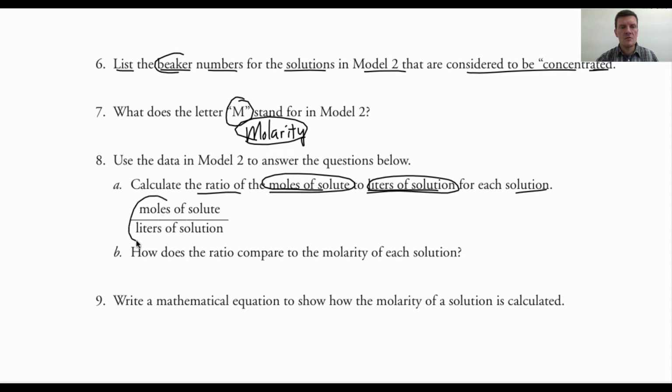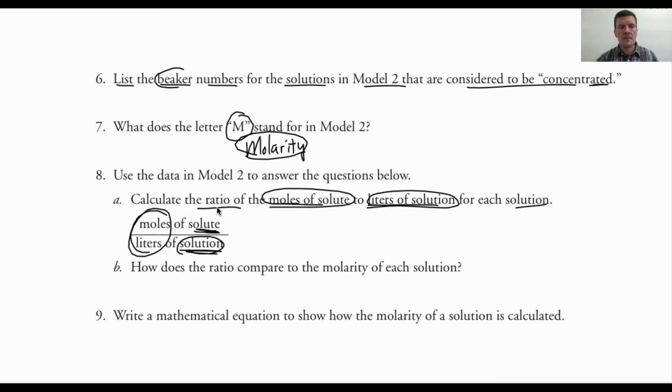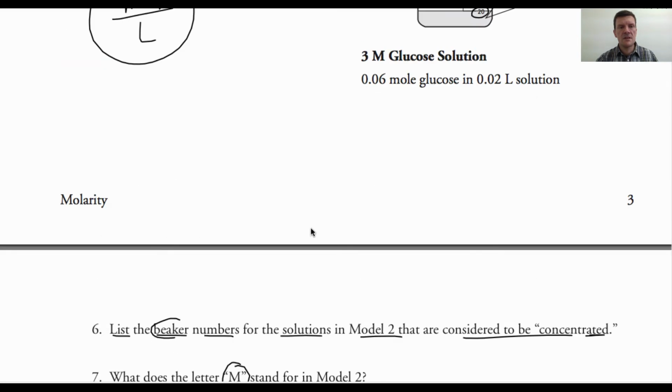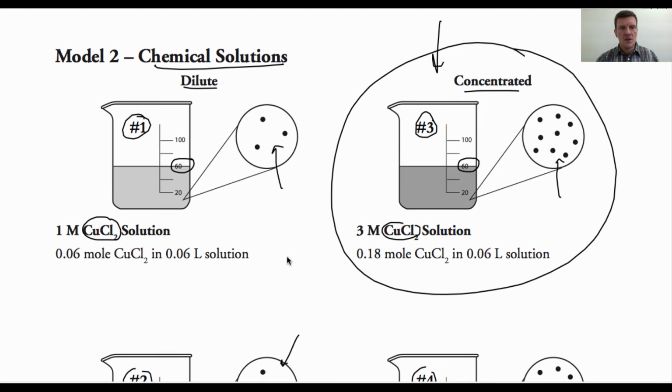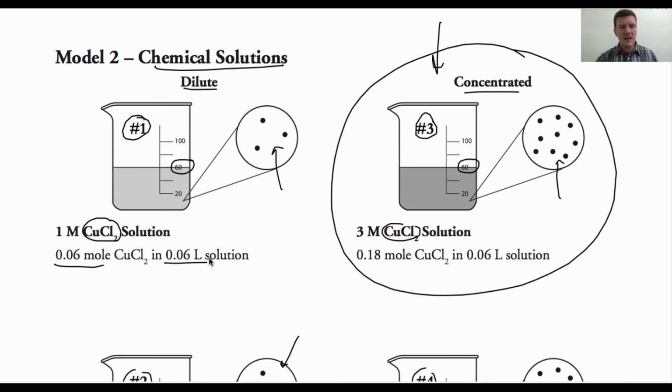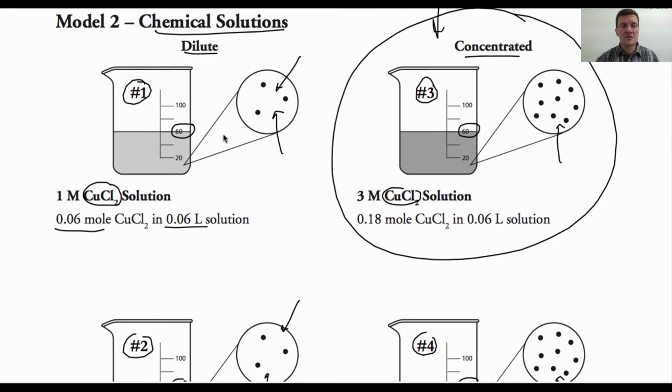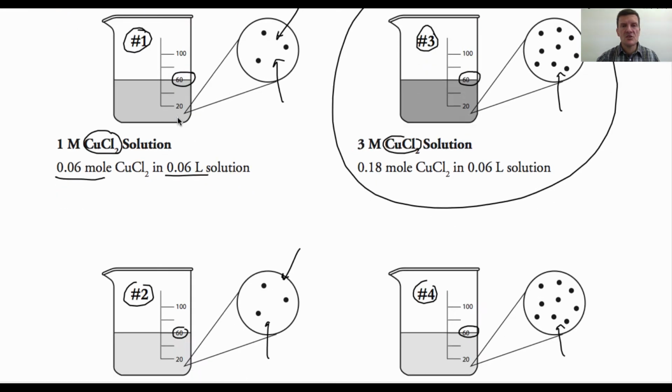Moles over liters, moles over liters, moles over liters. It is moles of the solute, and notice it's liters of the entire solution, not just liters of the water. So we're going to calculate these ratios for each solution. I'm going to write it up here just because this is where the numbers are. We are given how many moles and the liters here. These 3 dots are just showing us a sampling. It's not necessarily telling us that we have 3 moles. It's just showing a sampling if you were to zoom in there.